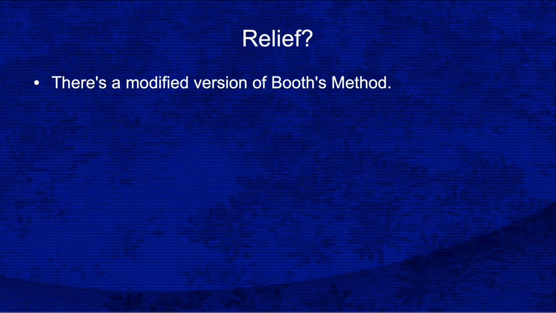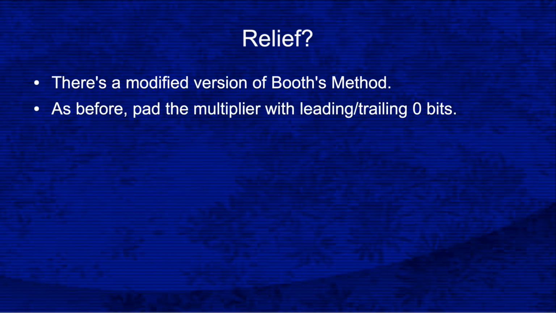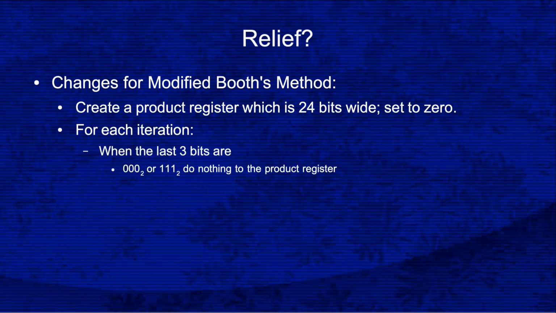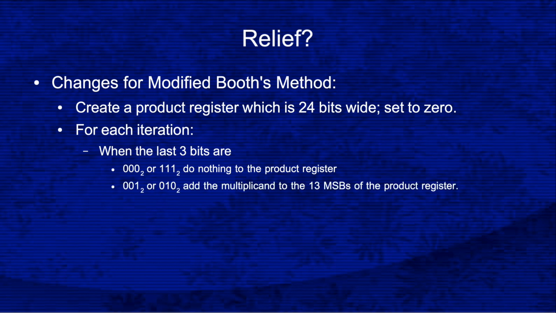There is also a modified version of Booth's method. As before, we pad the multiplier with leading and trailing 0 bits. We also need a product register which is 24 bits wide. In the modified version of Booth's method, we examine the last 3 bits of the modified multiplier value. When the last 3 bits of the multiplier are 0, 0, 0 or 1, 1, 1, neither add nor subtract to or from the product register. 0, 0, 1 or 0, 1, 0. We add the multiplicand to the 13 most significant bits of the product register.